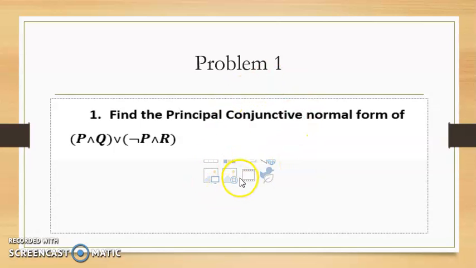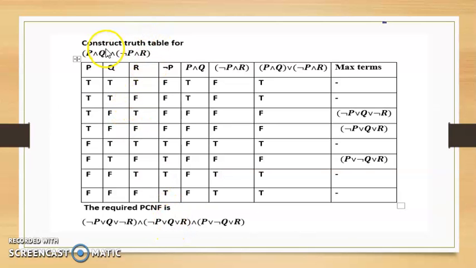So using this working rule, now we will work a problem to draw the truth table for the principal conjunctive normal form. Here it was given (P and Q) or (not P and R). We want to find the PCNF. Let us construct the truth table. How many variables are used in this statement formula? We have P, Q, R. So we write P, Q, R in 3 columns.